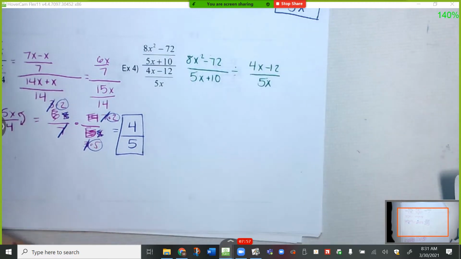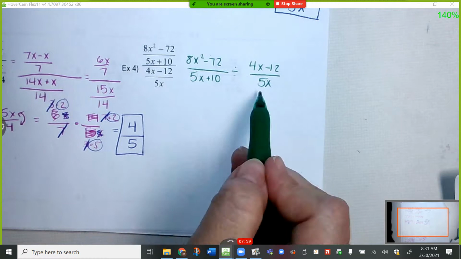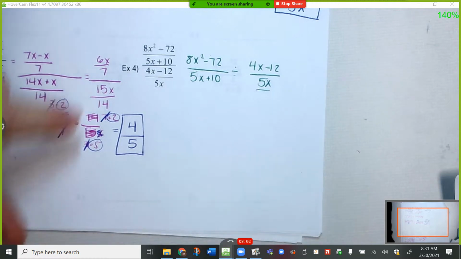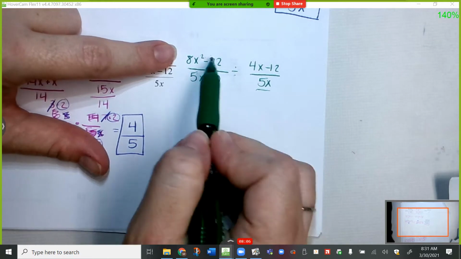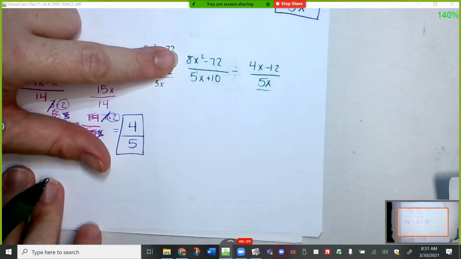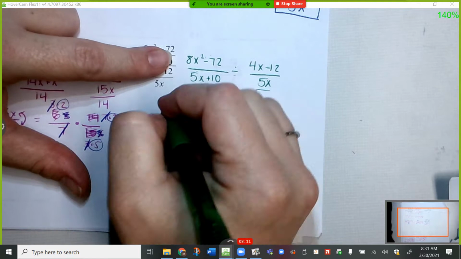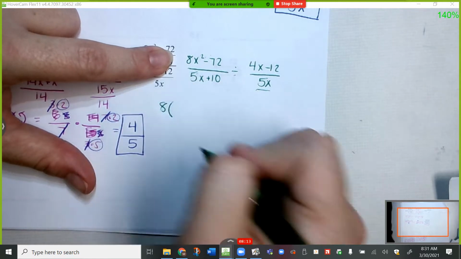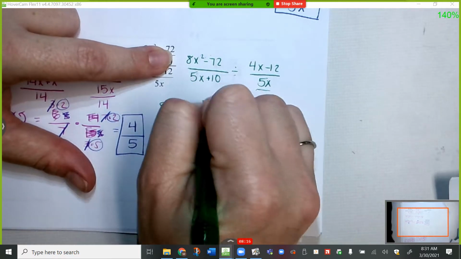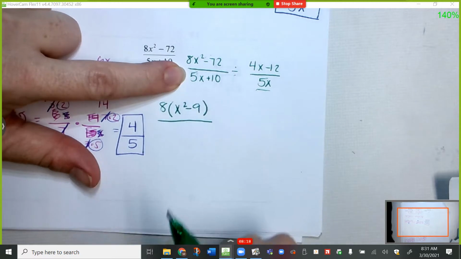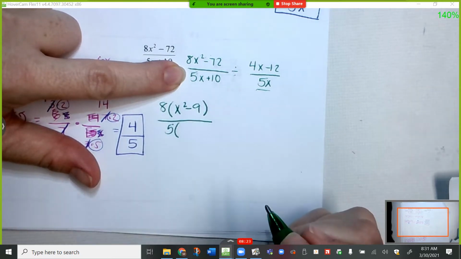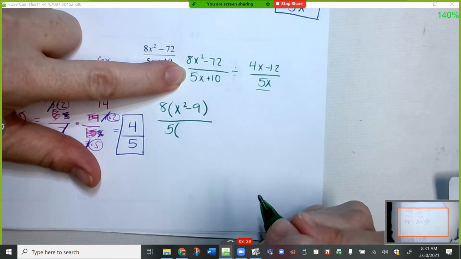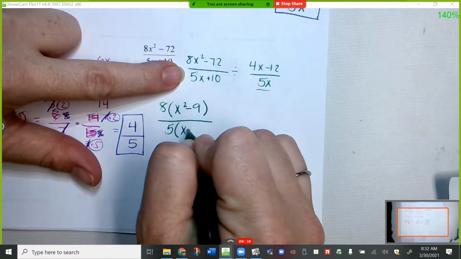So I can break down almost every piece of this except for the 5x. First off, these 3 pieces have GCFs. Okay, so what's my GCF here? Does 8 go into 72? Yes, how many times? 9. Does 5 go into 10? So 5 is my GCF, and what am I left with? If I take out, x plus 2.